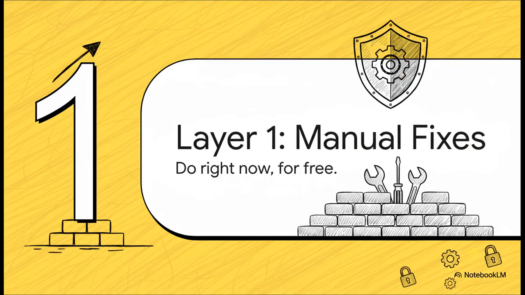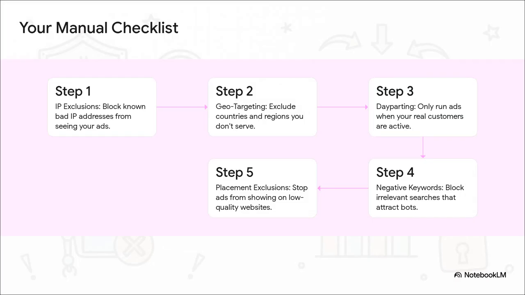All right, first up, we've got Layer 1, the manual fixes. This is all the stuff you can do right now for free inside your ad accounts. Think of it as your first line of defense. Okay, here's your checklist. First, IP exclusions. If you see a weird IP address sending you a bunch of clicks and zero conversions, block it. Done. 2. Geo-targeting. If you don't sell products in, say, Lithuania, then stop showing your ads there.